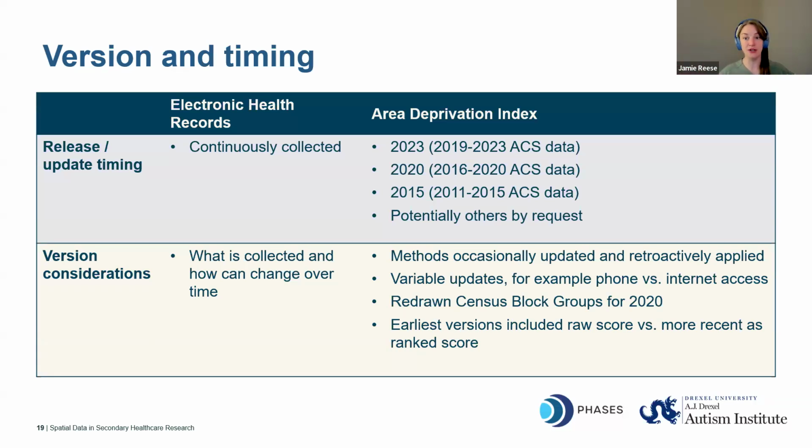And then even sometimes when you see these different versions, you'll see a different construct or a different value altogether. In the earliest versions, they had a raw score. In the later versions, they had the percentile score. So you'd really just need to dig into all of that.